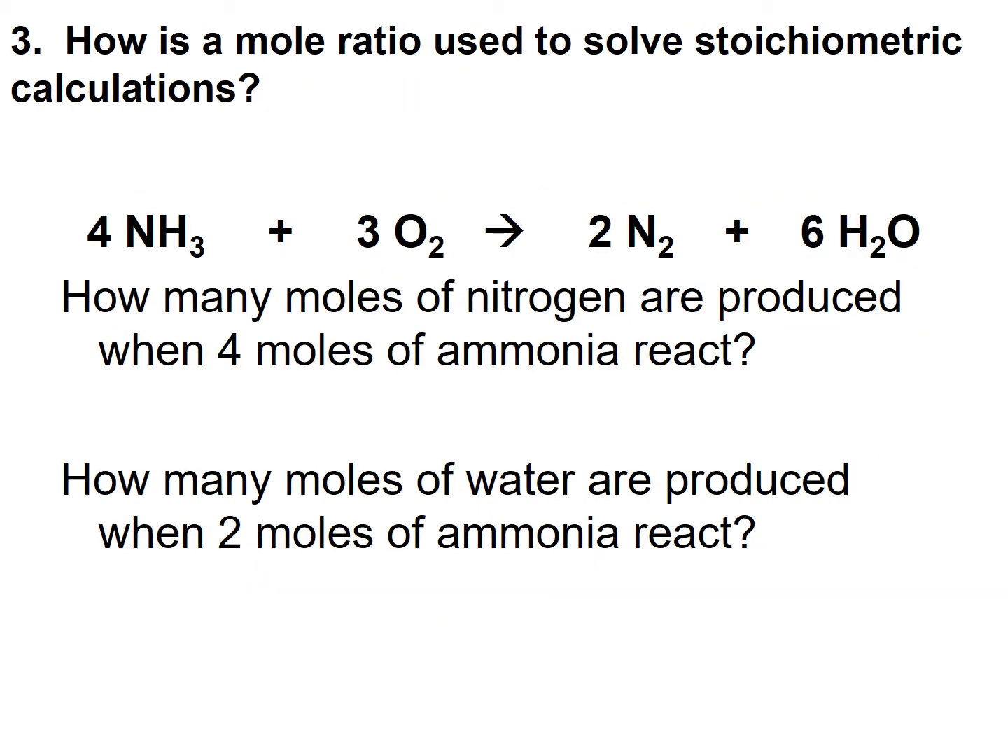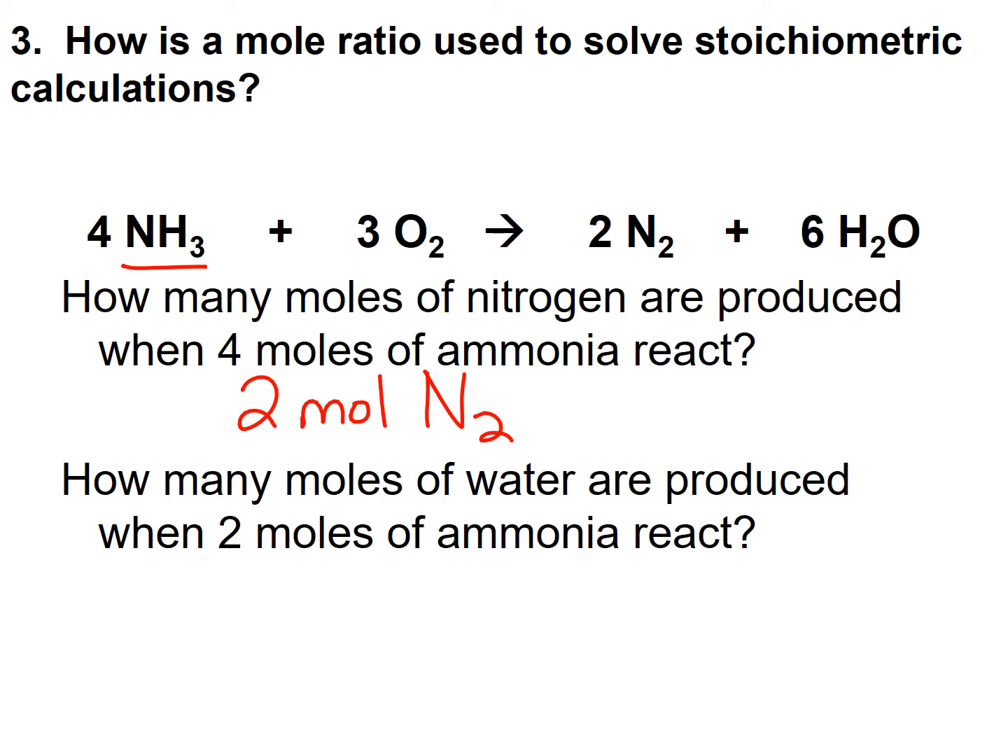Okay, so let's look at another equation. This says, how many moles of nitrogen are produced when 4 moles of ammonia, which is NH3, react? Okay, so from this balanced equation, for every 4 moles of ammonia, I require 3 moles of oxygen, I produce 2 moles of nitrogen, and 6 moles of water. Okay? So if I have 4 moles of ammonia, the problem is asking me how many moles of nitrogen are produced. That'll be 2 moles. And again, I'm getting that from the balanced equation.